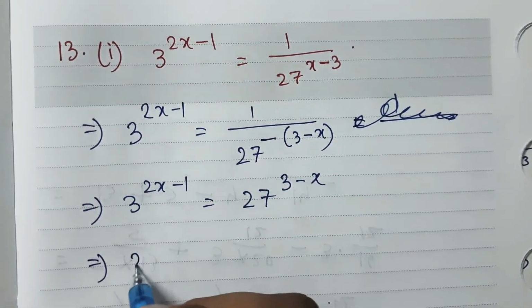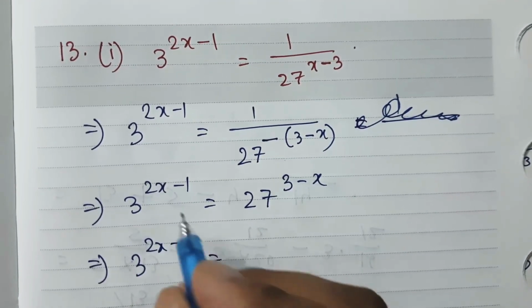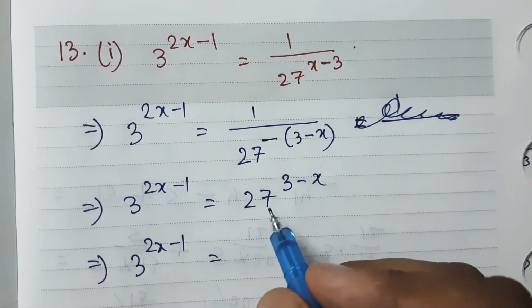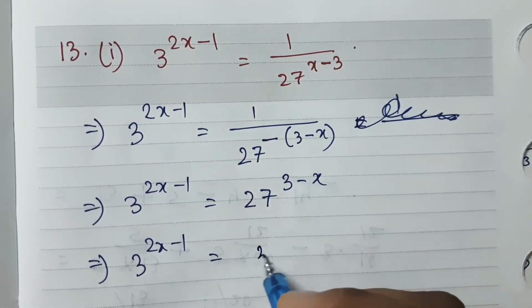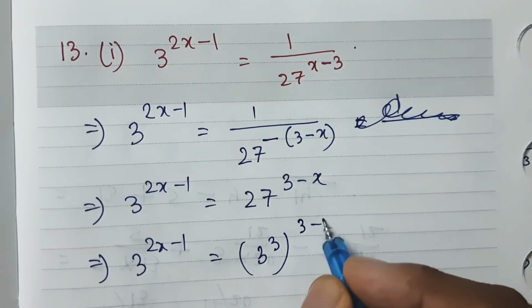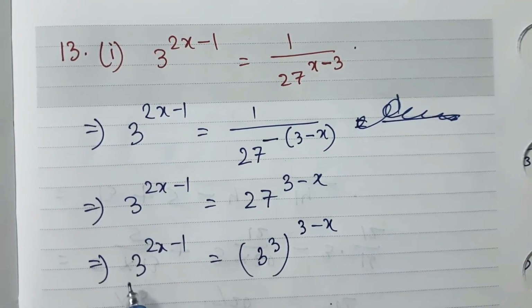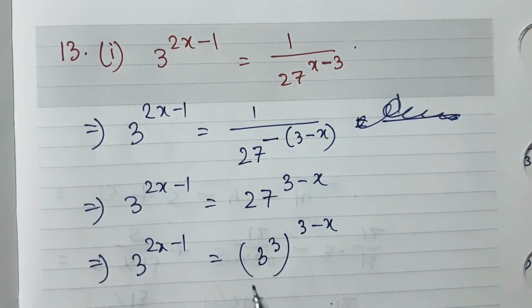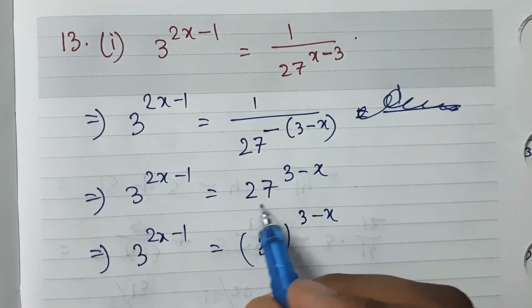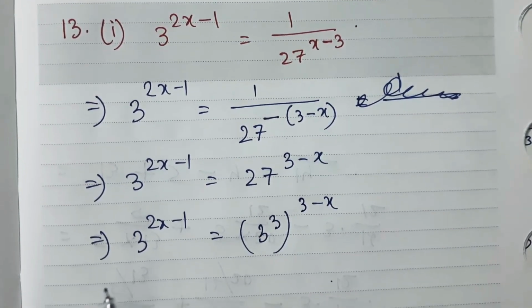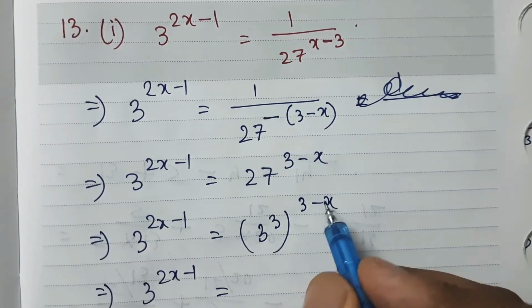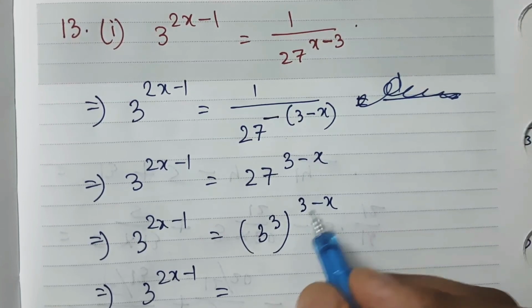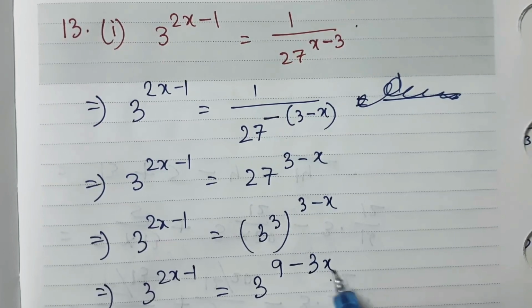Now 3 to the power 2x minus 1, again it is there. Now 27, we know that 3 cube is 27. 3 into 3 into 3, that is 27. So 3 cube we can write, because we need same base in the left hand side as well as in the right hand side, isn't it? That's why I am writing this 27 as a power of 3. Now 3 to the power 2x minus 1 again, and this is power of a power, that means these two powers will get multiplied. So 3 to the power 3 into 3 minus x, that is 9 minus 3x.